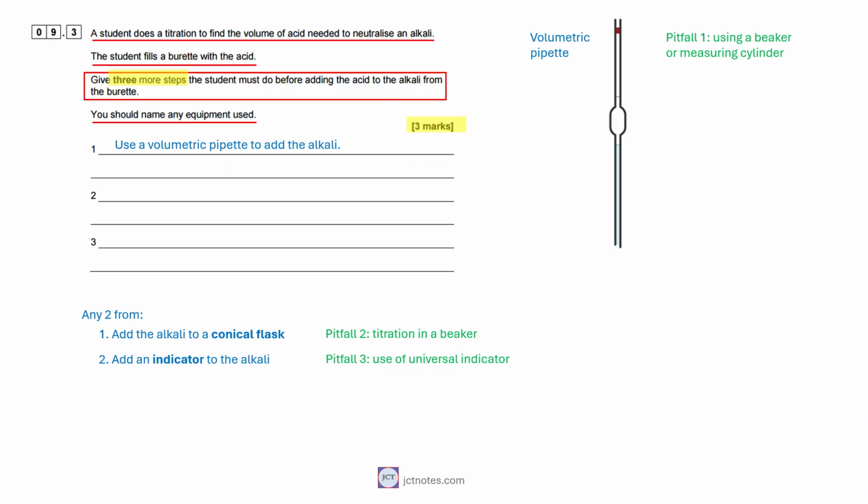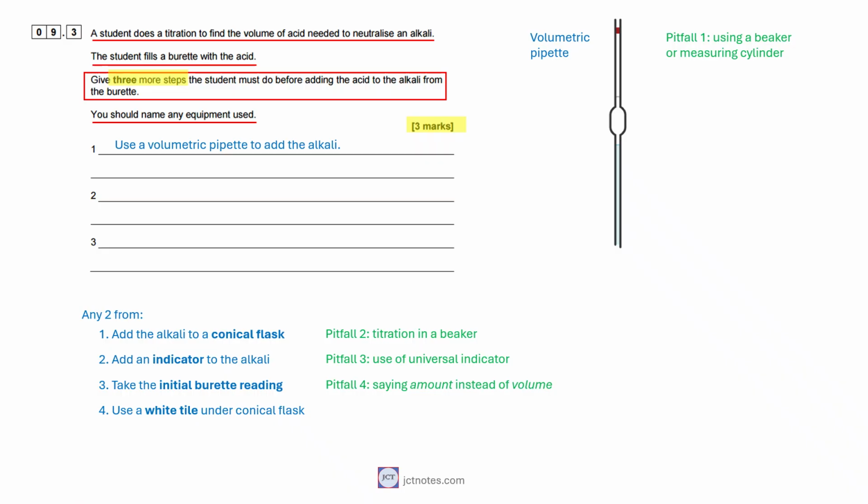Third, you can state that the student must take the initial burette reading. If you write this, make sure your phrasing is precise. The examiner pointed out that many students express themselves poorly, forgetting that a burette gives a reading of volume, not a reading of amount. Finally, you can mention the use of a white tile under the conical flask, which helps you clearly see the exact moment the indicator changes color.